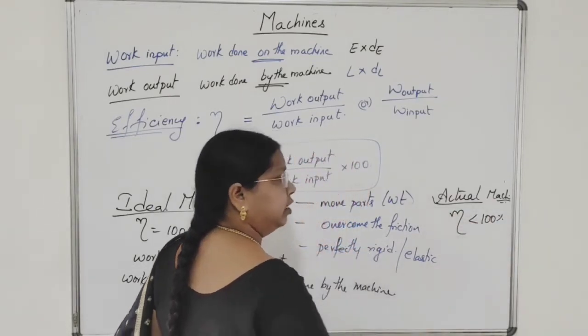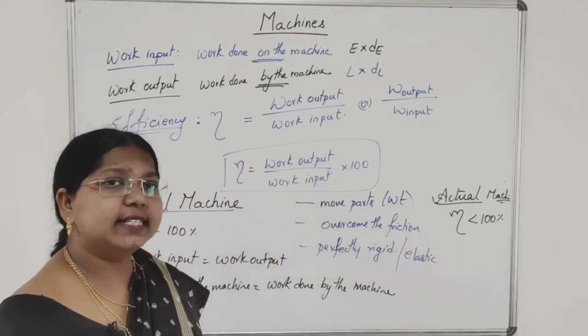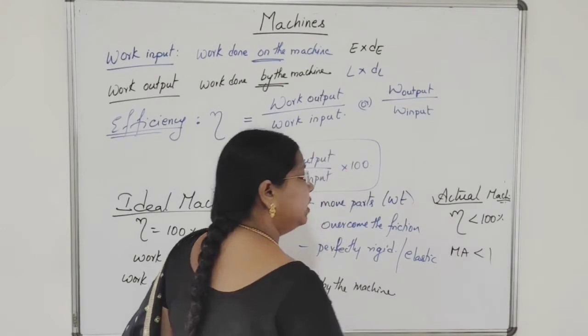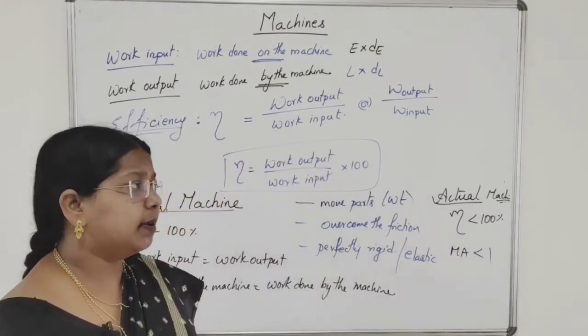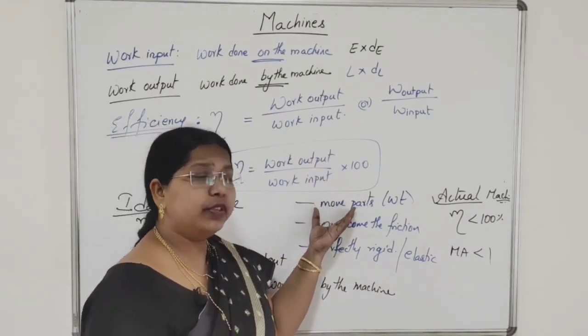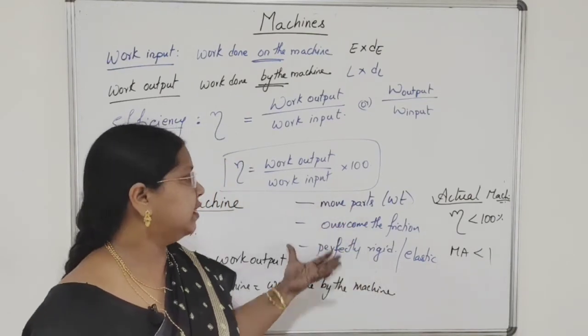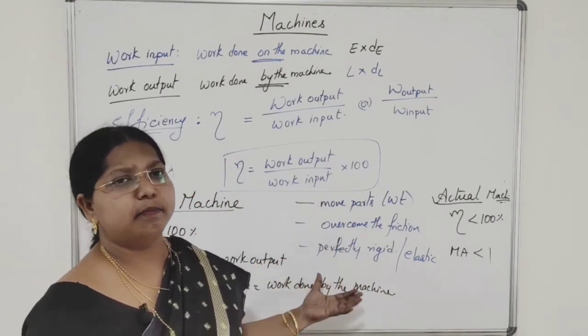Always less than 1. MA will be less than 1. Mechanical advantage will always be less than 1, because some part is used to move the parts of the machine and to overcome the friction. So these are the reasons why it is not 100%.